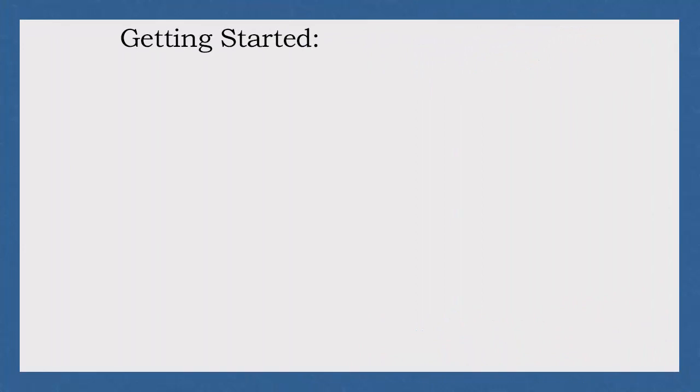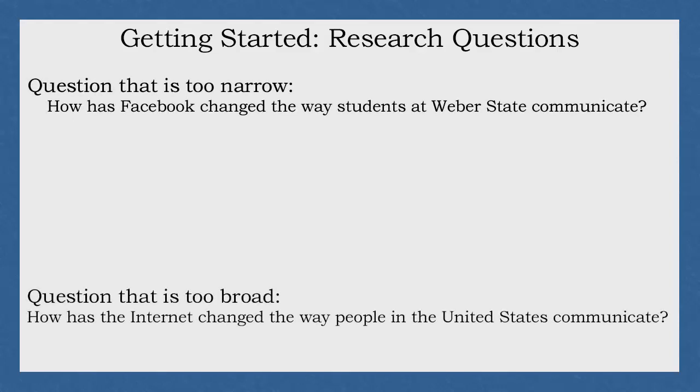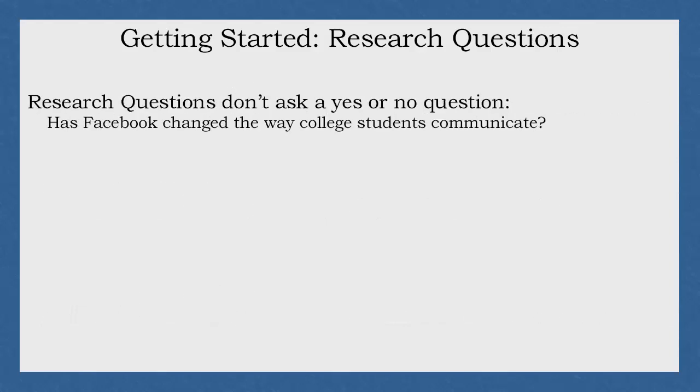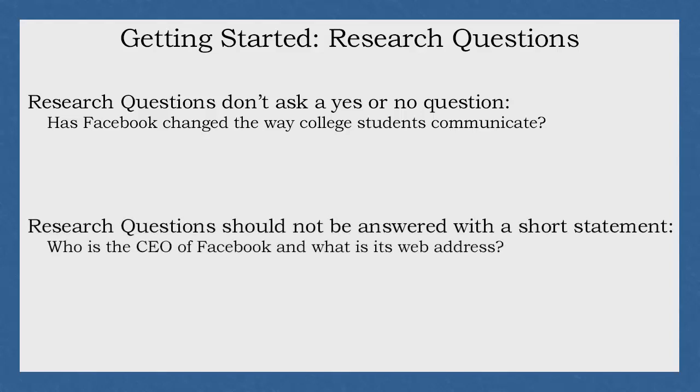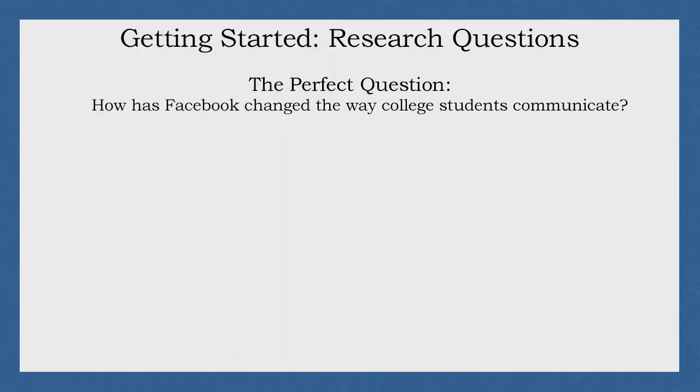When you start a research project, it is important to have a good research question. Your question should be narrow enough that you don't find too much information, and at the same time it should be broad enough so that you find enough. A research question should not be easily answered by a yes or no or a short statement, and it should be open-ended. Here's an example of a properly worded research question.